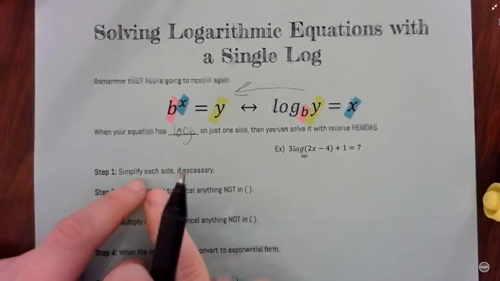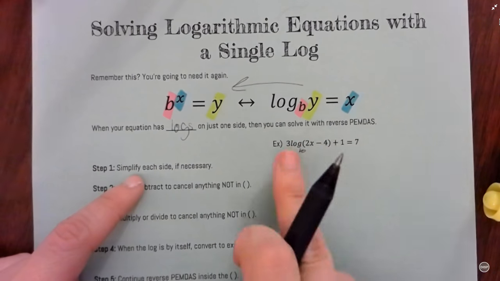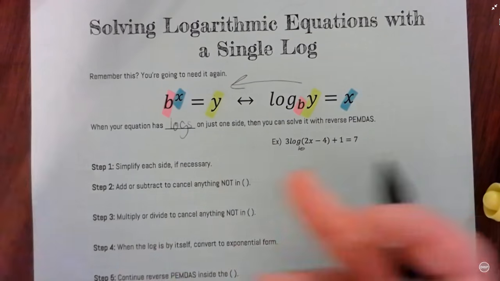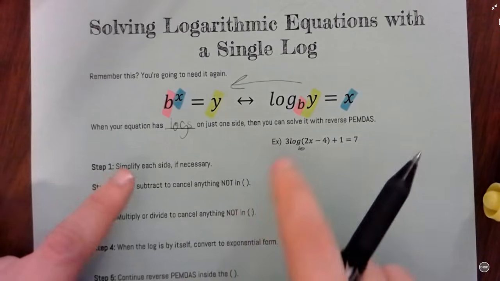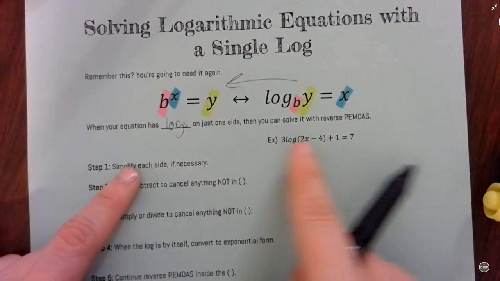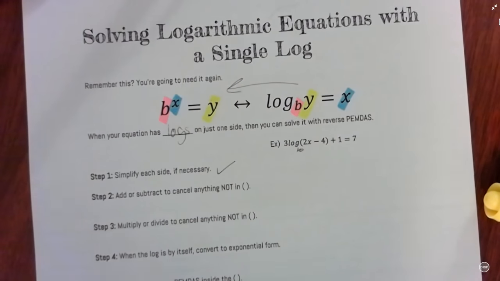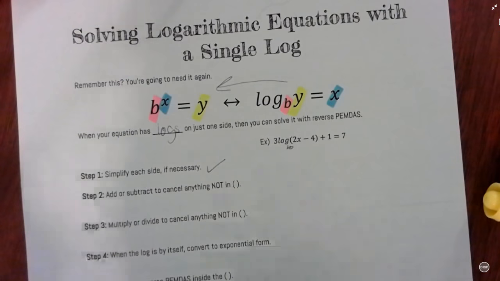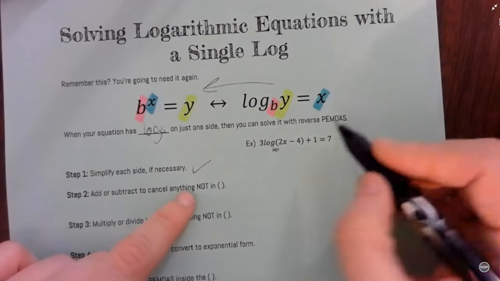The first thing I want to do is see if I can simplify either side. If I can combine like terms, or if I can combine logs together, anything like that, I want to go ahead and take care of it. In this case, there's nothing I can combine here. I have a multiplication, I have a plus 1. Those can't go together, so I'm done with that. There's nothing to simplify. Then next, I want to add or subtract to cancel anything not in parentheses.